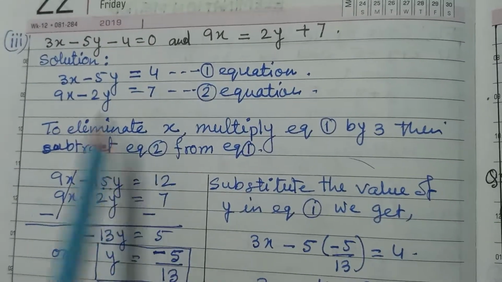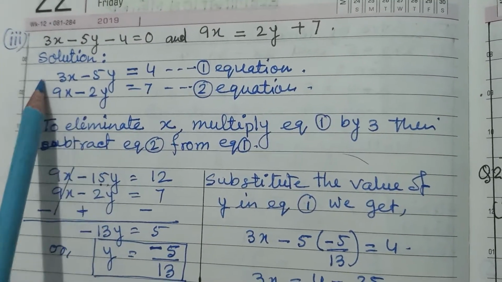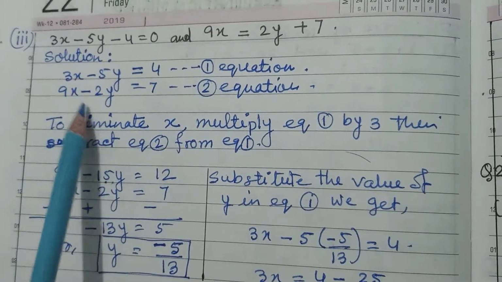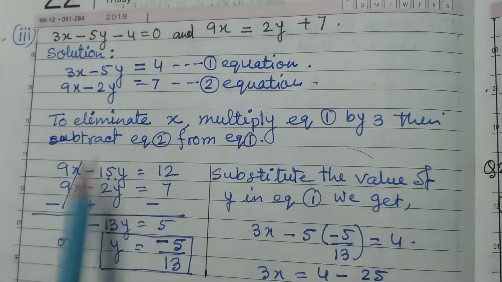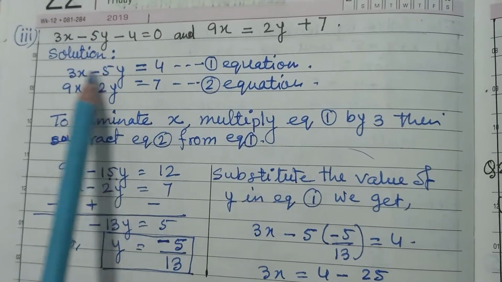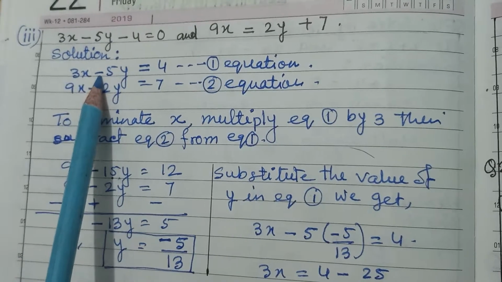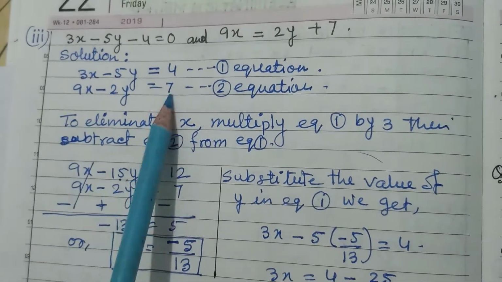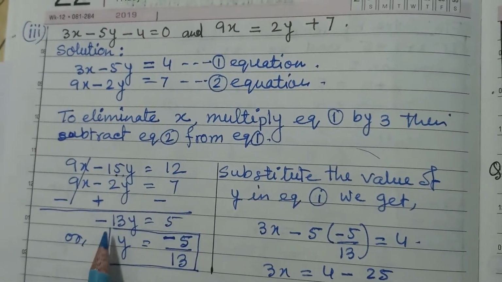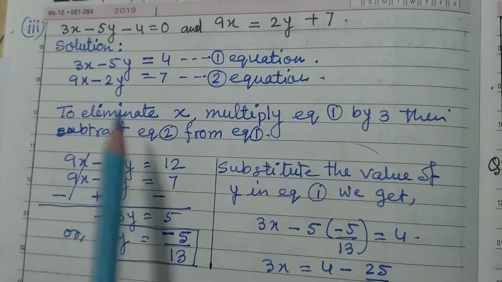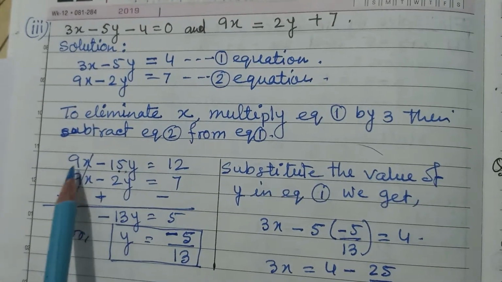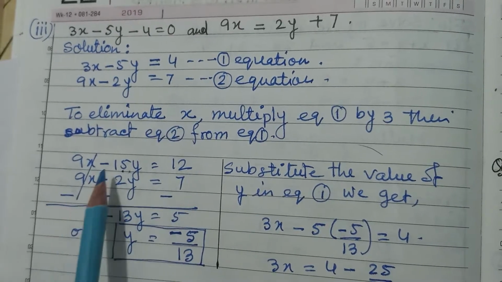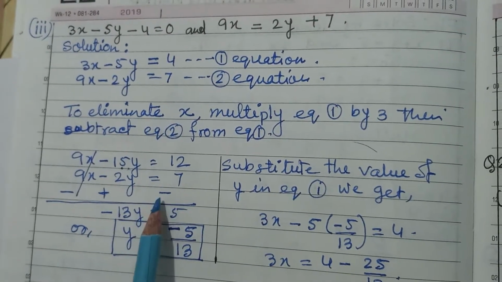Even if it is, these two are the same sign. In this type of question, where the signs are different you will add, where the signs are the same you have to subtract. For this, multiply the first equation by 3, it is 9x minus 15y is equal to 12. I have written the same. And the second equation as it is, I have written here. Now by subtracting, as they are the same sign, we have to change the sign. Minus becomes plus, and plus becomes minus.